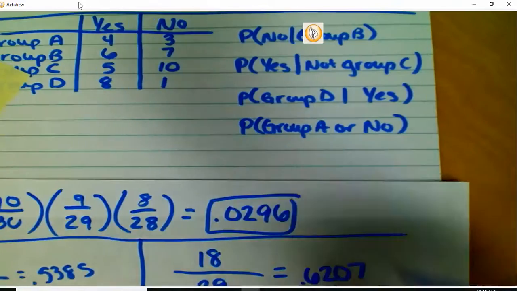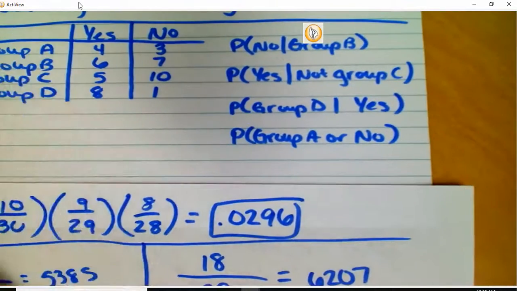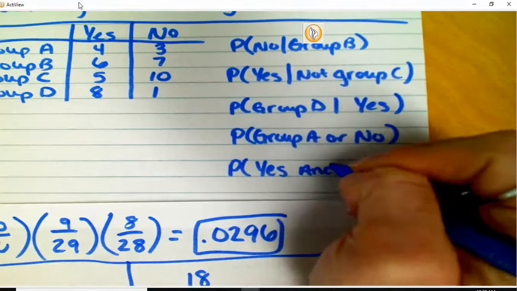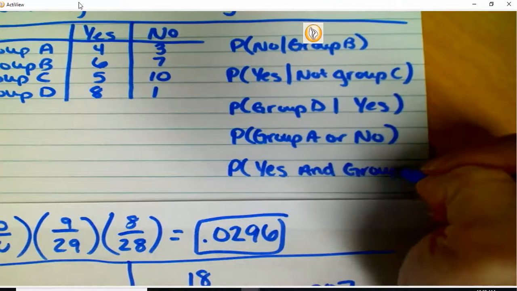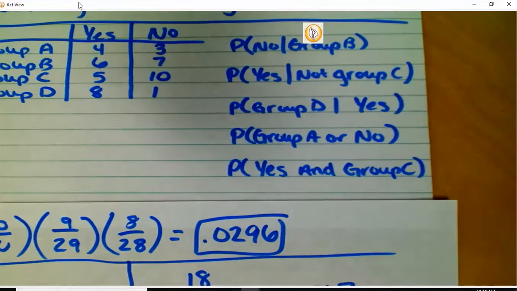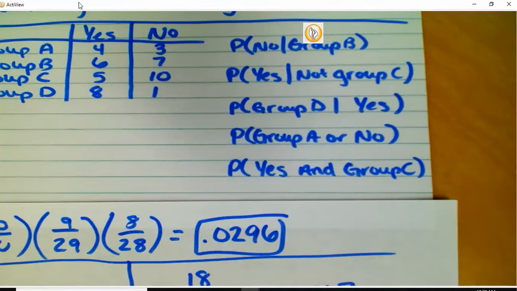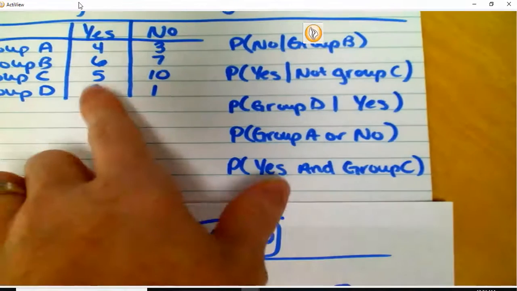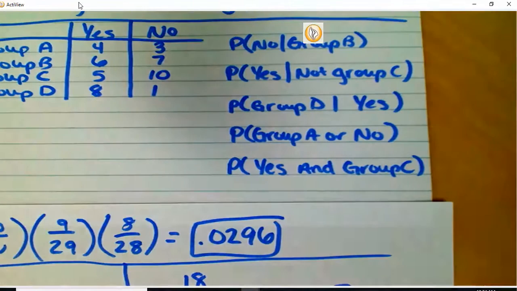If I said the probability of yes and group C, what's my denominator? My denominator is my 44, everybody. My numerator is just those that said yes and were in group C, so that would be 5. So it would be 5 out of 44. Does that make sense?